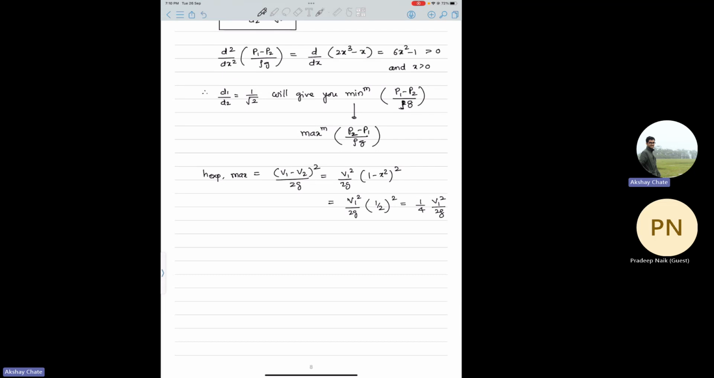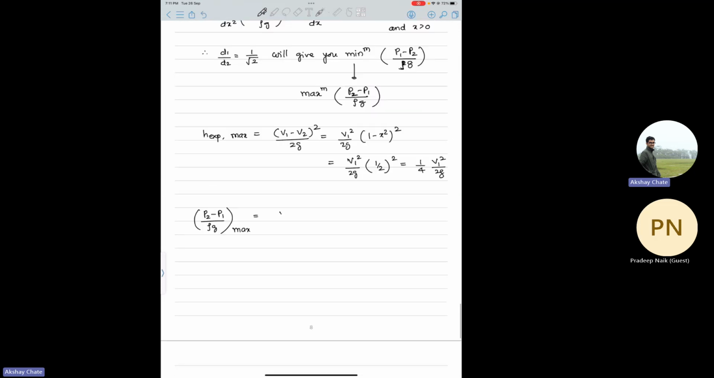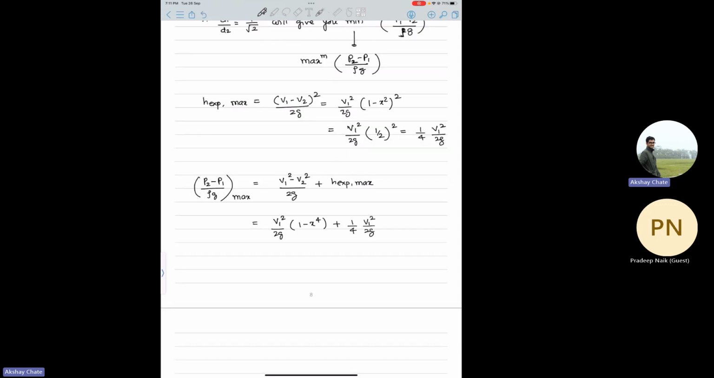And then they have asked what is the value of P2 minus P1. And they have asked head. So this will be maximum value. We have to take P2 minus P1, right? So it will be V1 square minus V2 square by 2G plus maximum head loss. Here V2 is x square V1. So this becomes V1 square by 2G into 1 minus x power 4. And you have this 1 by 4 V1 square by 2G, which we calculated from the last line. So x is 1 by root 2, so x square is 1 by 2. X power 4 is 1 by 4. So 1 minus 1 by 4, 3 by 4.